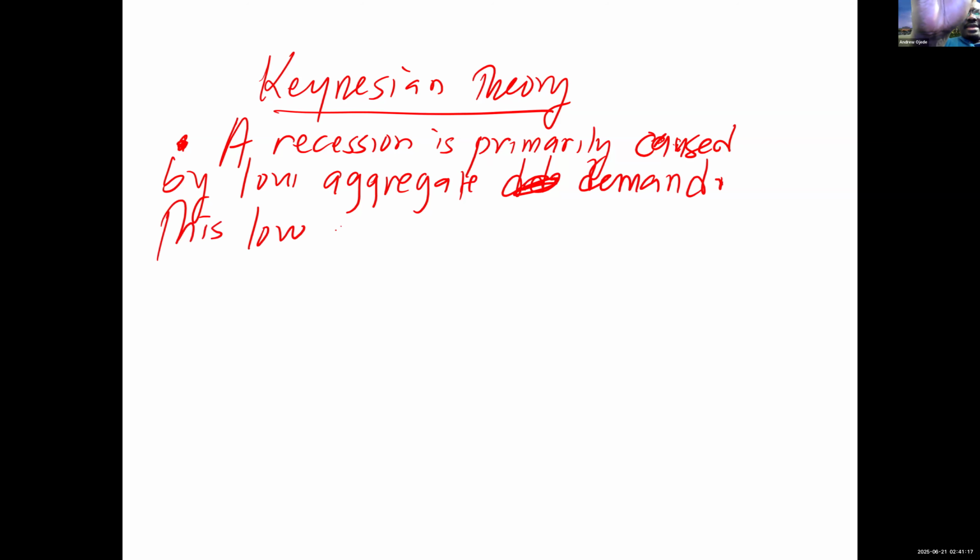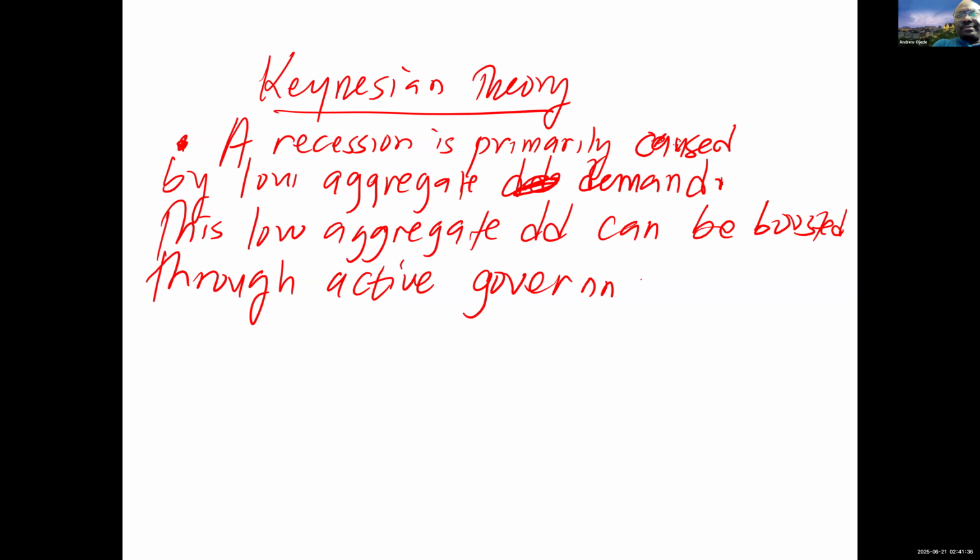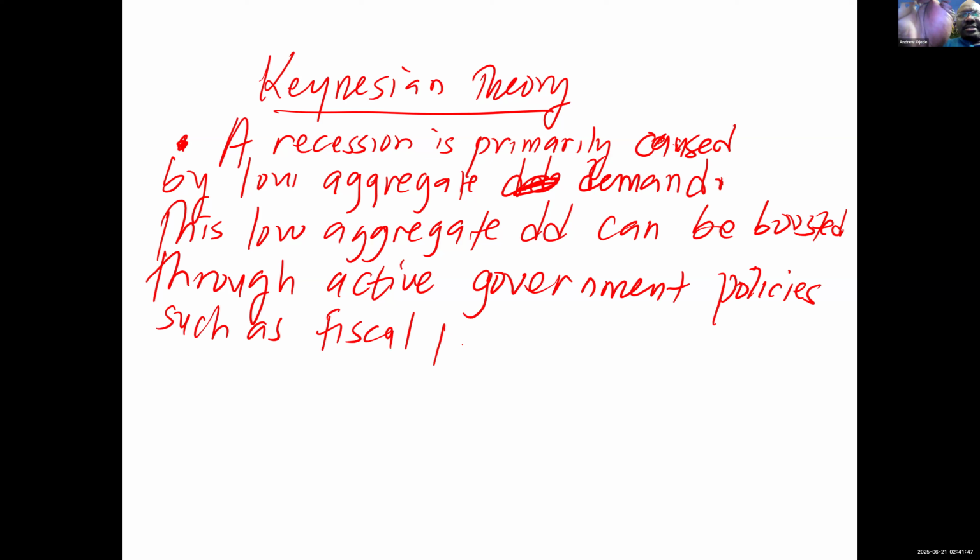according to Keynes, can be boosted through active government policies. So Keynes is calling for government intervention, such as fiscal policy and monetary policy. And we already talked about fiscal and monetary policy in part one.